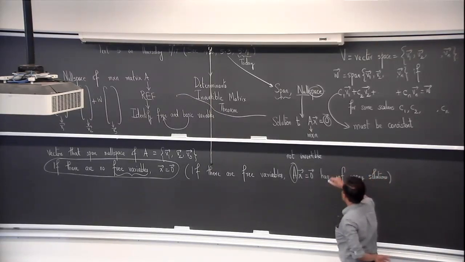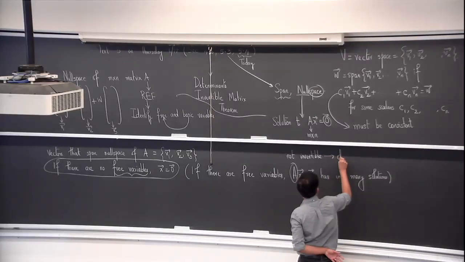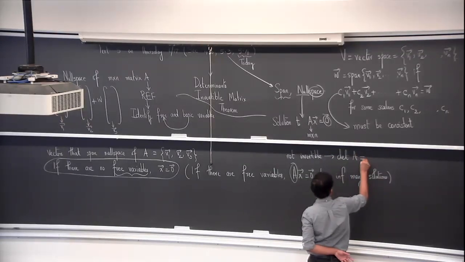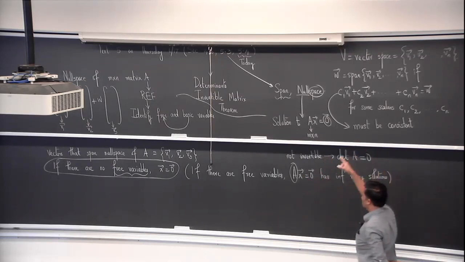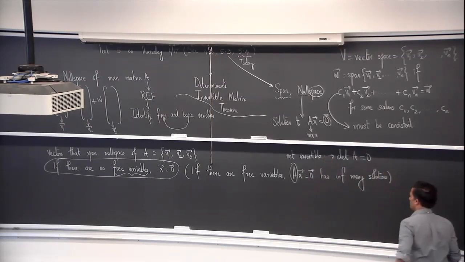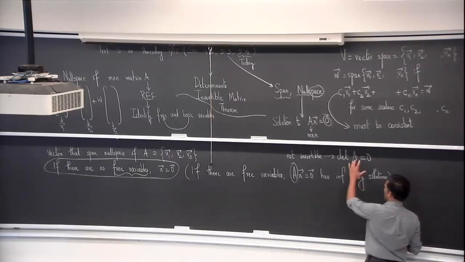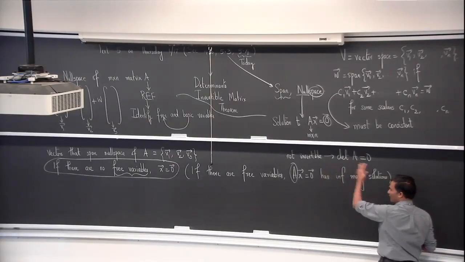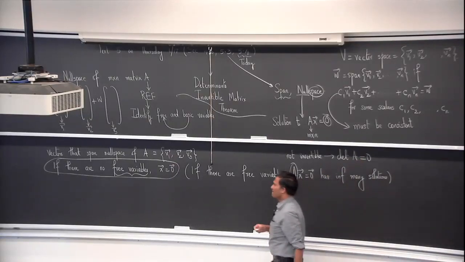So not invertible, which also means that the determinant of A is equal to 0. So these things work in a circular way. If you spot this, it automatically means that if you found the determinant of A, that will be equal to 0.